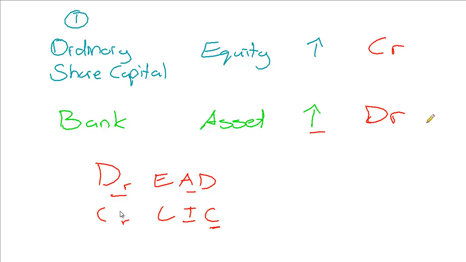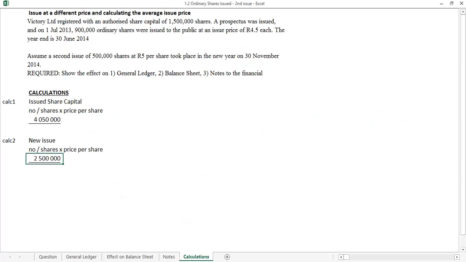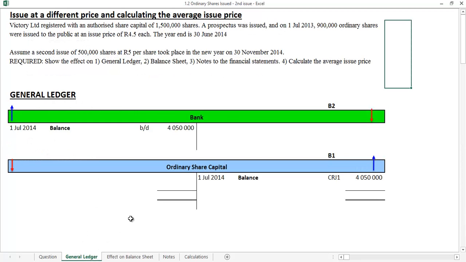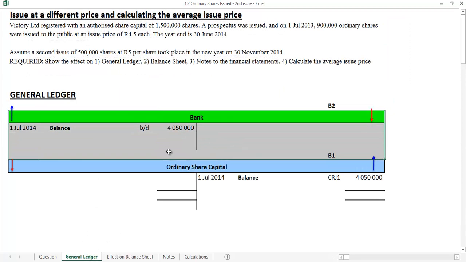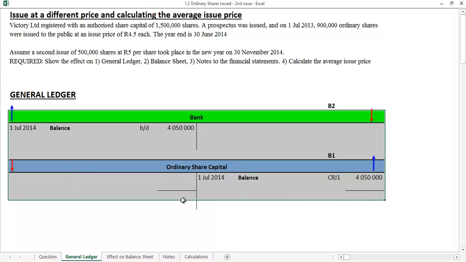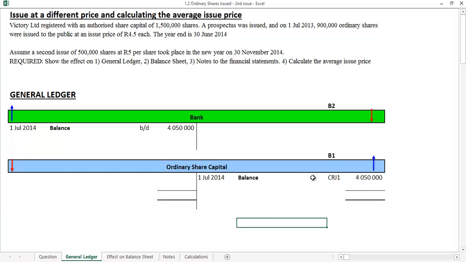All right, so let's go back to our information and let's process this in our general ledger. I'm not going to go through the cash receipts journal. This would also be processed in the cash receipts journal, exactly the same as the previous example. I'm just going to look at the ledger here. So this is the situation as it stands currently. We've got the opening balance of 4.05.